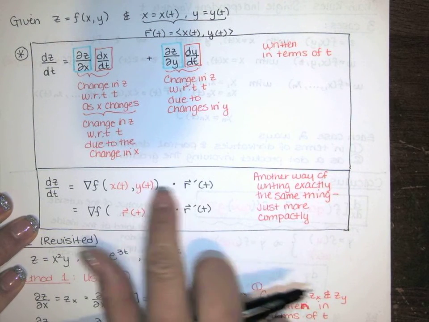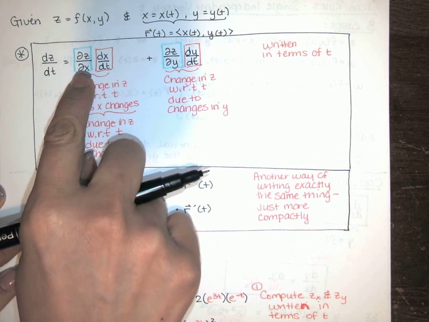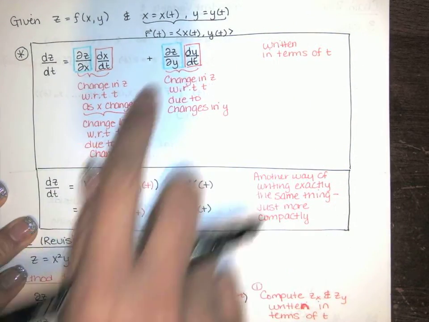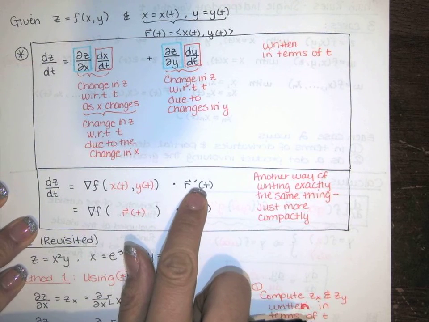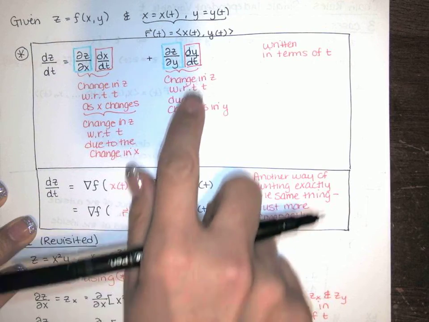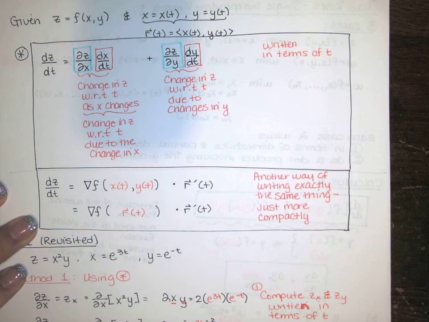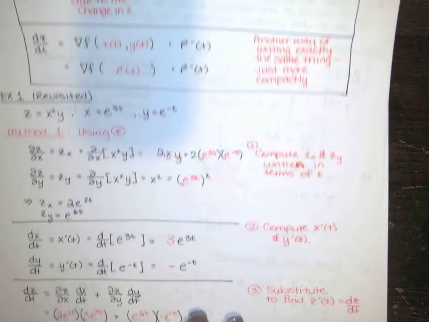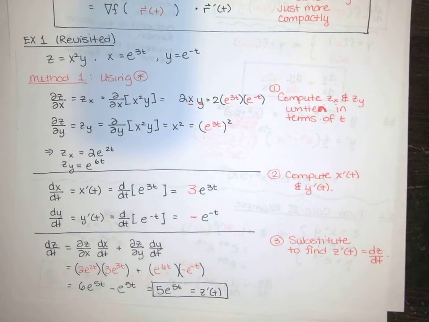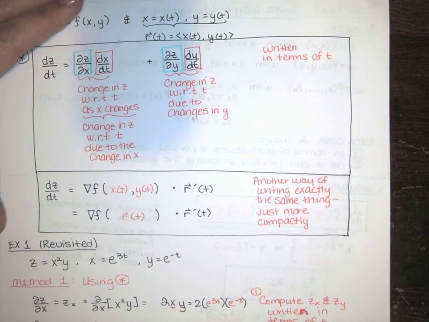When you take the dot product of these two, this one is the partial of z with respect to x times i hat plus the partial of z with respect to y times j hat. This one is x prime times i hat plus y prime times j hat. So when I take the dot product of these, I just get that formula back. So we're going to get exactly the same answer using this formula that we did with this method, but this is more compact. So let's do it this way instead. Let's use the dot product version.